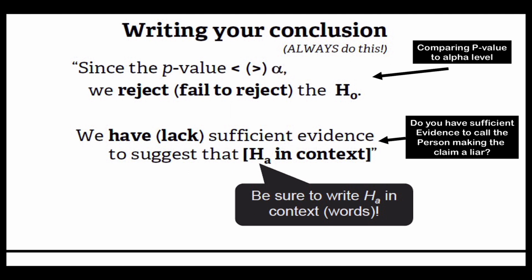That's the first thing. Second thing, because of that, do we reject or do we fail to reject the null hypothesis? And then the third thing is, do we have or do we lack sufficient evidence to suggest that? And then we have to put this in words. The alternative hypothesis in words, in context. Okay, that's your sentence frame. So 2 sentences. Sometimes you can break it up to 3, but usually 2 sentences are good enough.